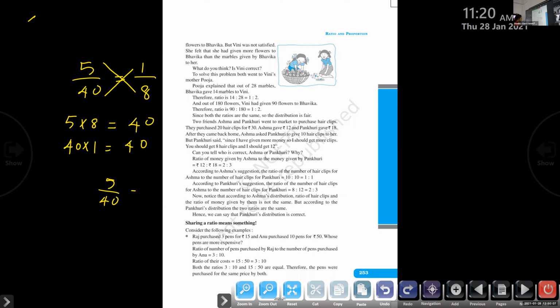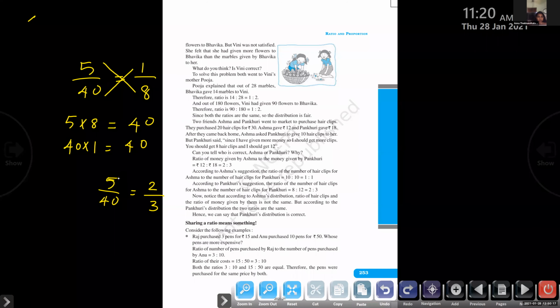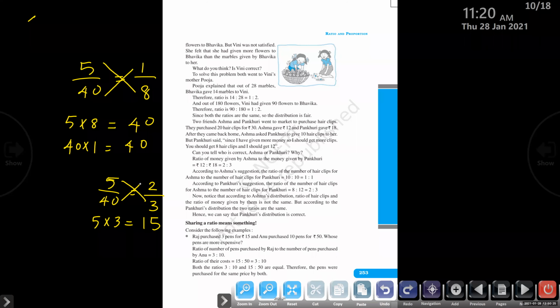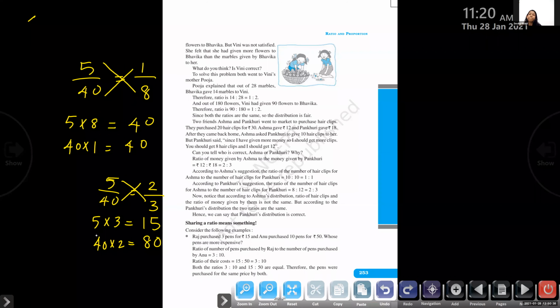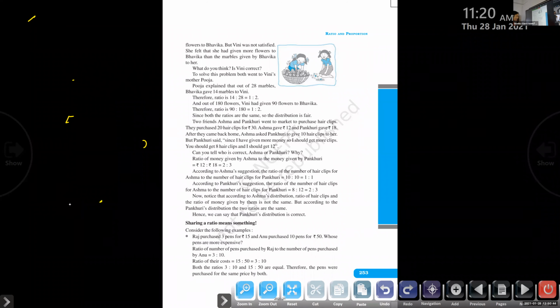So let me write one more question. 5 by 40 equals 2 by 3. Can you check whether it is in proportion or not, or equivalent fractions or not? Ma'am, it's not. How will you get that? 5 into 3, how much? 15. Cross multiply, 40 into 2, how much? 80. Are these in proportion? No. Are these equivalent fractions? No, ma'am. So that is a very easy method to check. Okay, children?